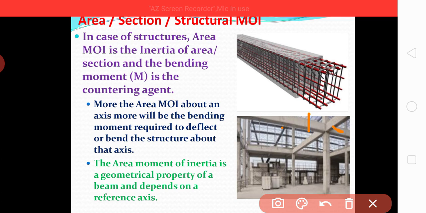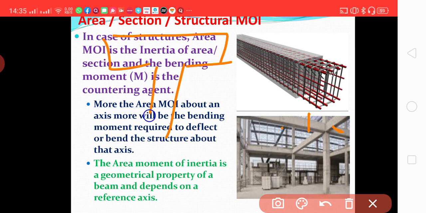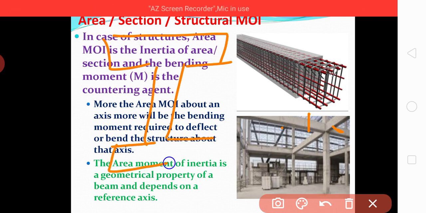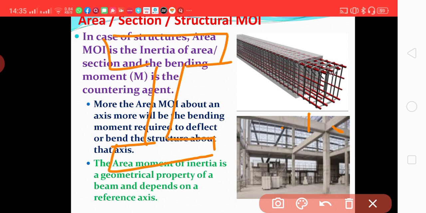So, for area moment of inertia, what do we require? We require a cross section area, and the cross section area of best geometry. The best geometry for resistance against bending is the I section. The I section is the best section for resistance against bending, but for construction work it is difficult to manufacture an I section, so they usually make a rectangular section of this shape.